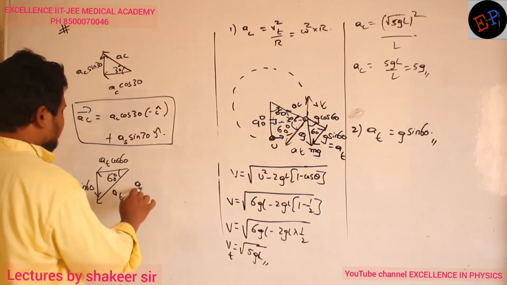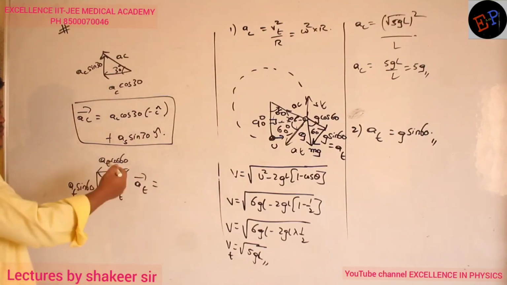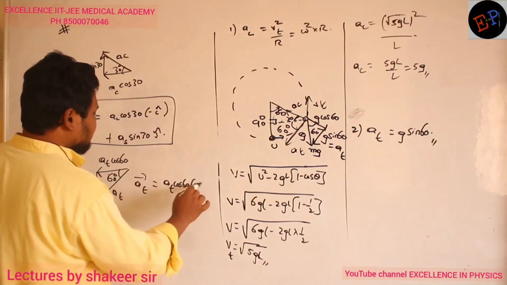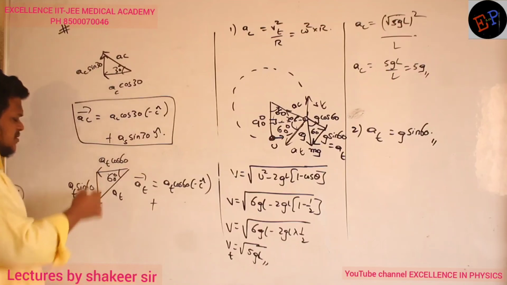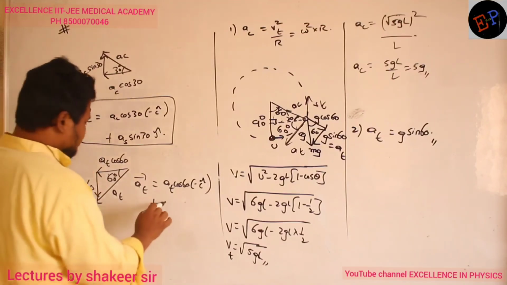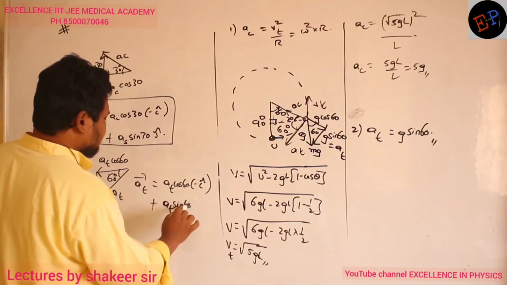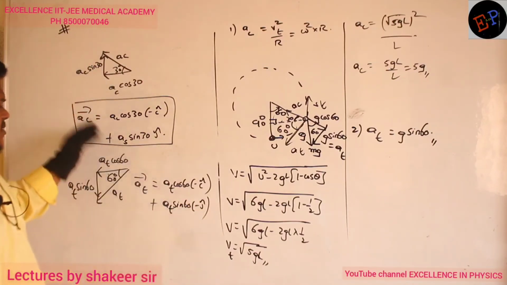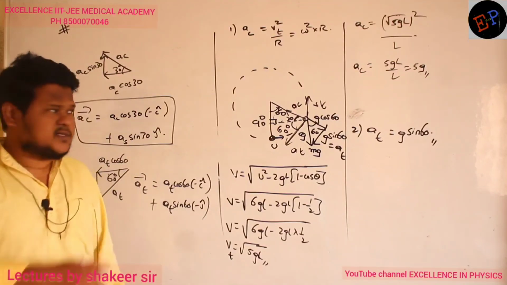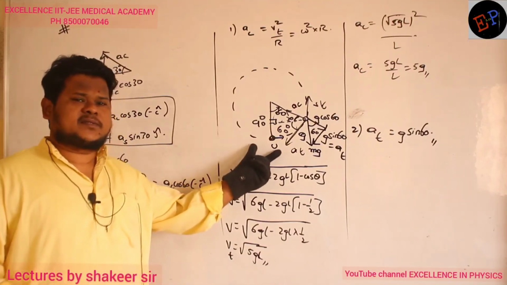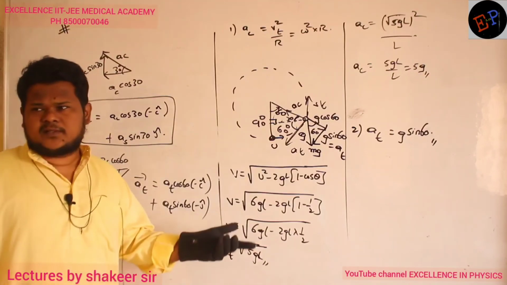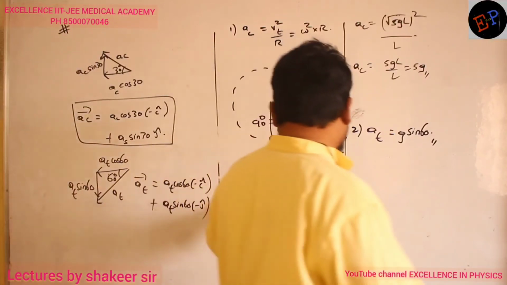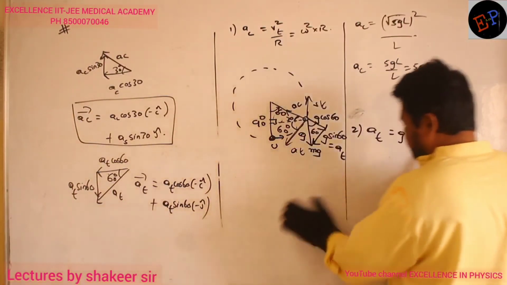So how can you write in vector form? AT cos 60 is towards the negative x-axis, so AT cos 60 minus i cap, plus AT sin 60, which is towards the negative y-axis, so AT sin 60 minus j cap. Clear? So this is how I have represented these two vectors in vector form. Understood how we are doing the calculations? We are just taking the help of these angles and splitting them into x-axis and y-axis components. That's it. So once I calculate this, how can I calculate the total acceleration?